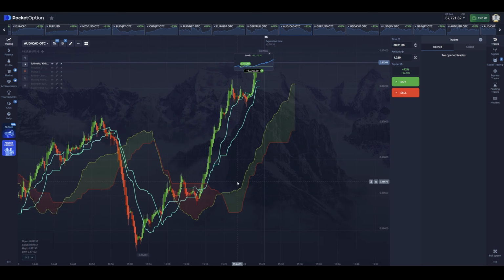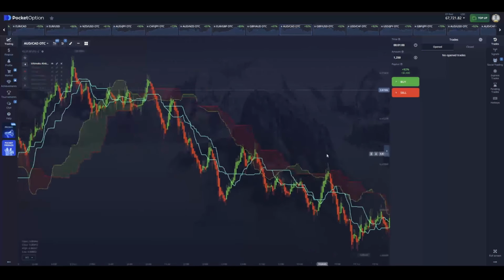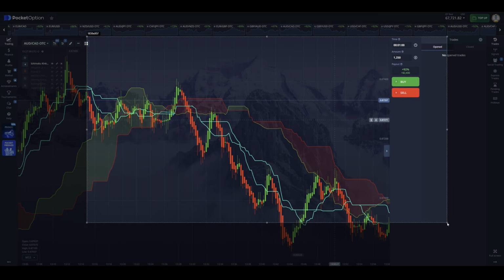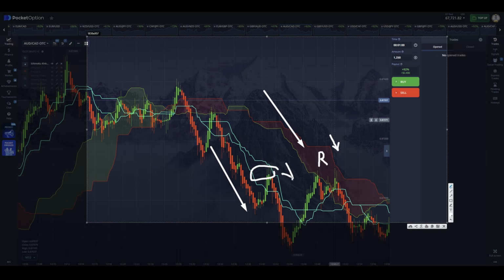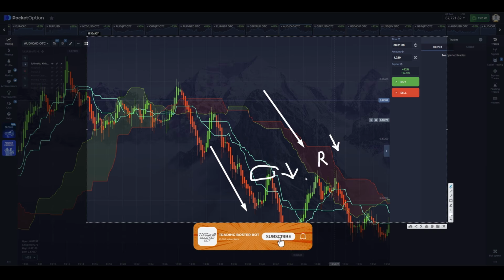It'll be exactly the same with the downward movement. Let's look at an example. So for instance, we see this segment here. That's the one I'm interested in. We have a downward movement going on. We observe the cloud is red. So a red cloud, I understand that I need to open a sell trade. I wait until the price enters this cloud. And from there, I open my trade. That's it. I hope that's clear.